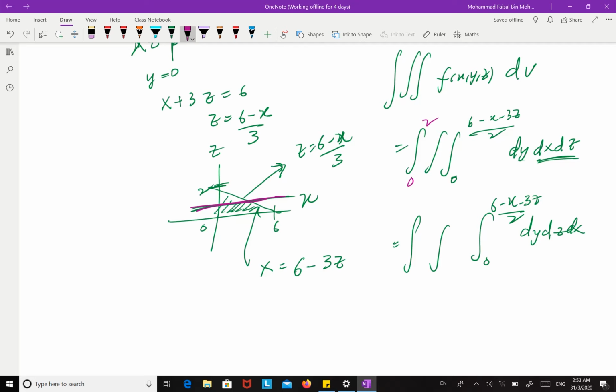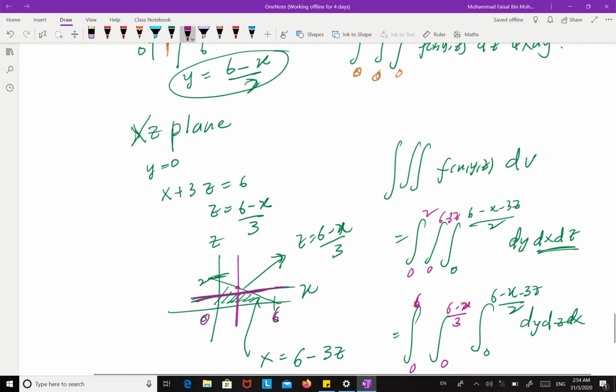The middle one, x equals something. Your x must be a function of z. So your x is 0 to 6 minus 3z. The second one, your x is a constant, which means your x is 0 to 6. Your z should be 0 to (6 minus x) over 3. Okay, so you can integrate easily.